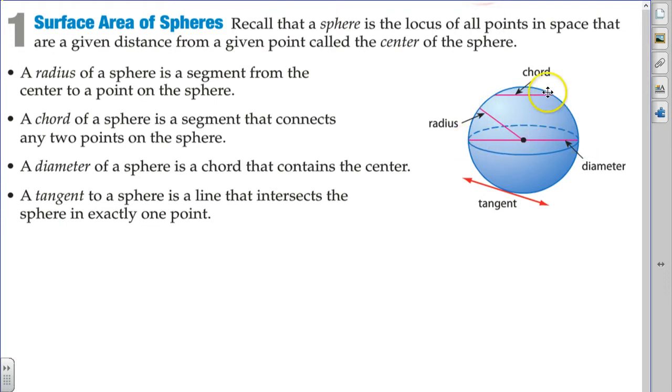You still have diameters, you still have chords, you still have tangents, all those things hold. Radius is still the segment from the center to a point in the sphere. A chord still connects any 2 points in the sphere. Diameter is still a chord that goes through the center, and a tangent is a line that intersects a circle, or sorry, sphere at exactly 1 point. So it's basically a lot of the same stuff as a circle, just in three dimensions.